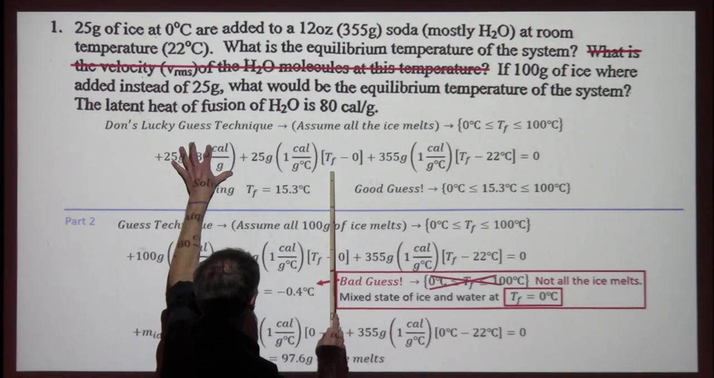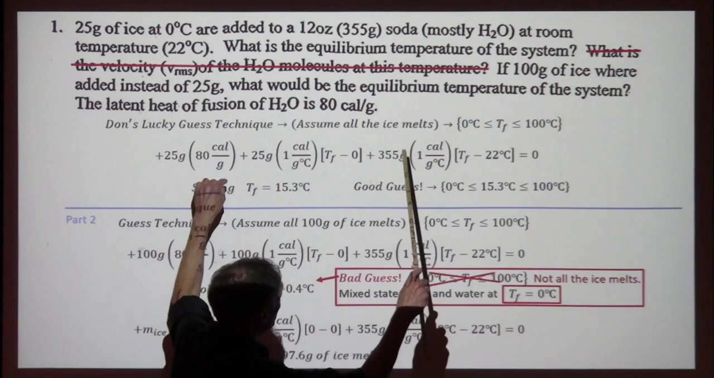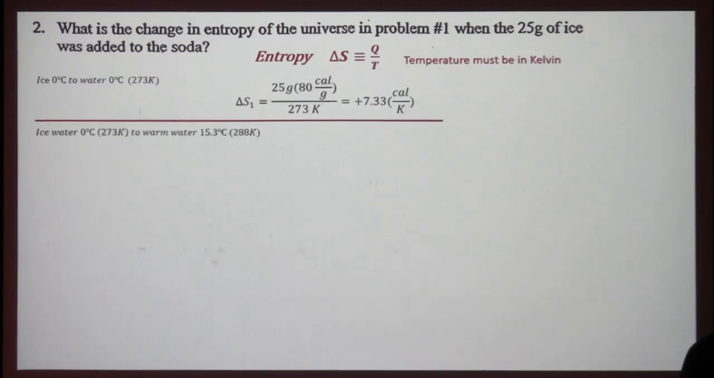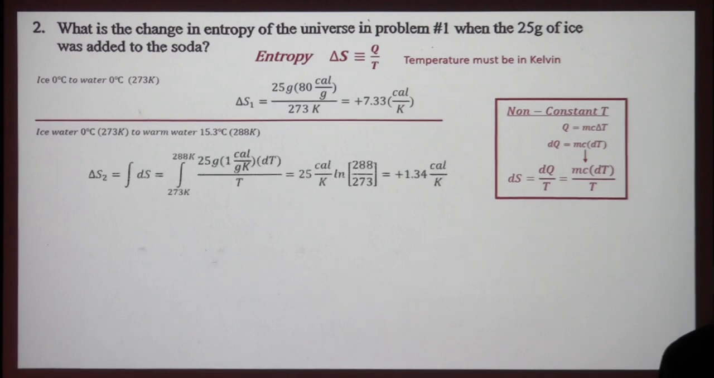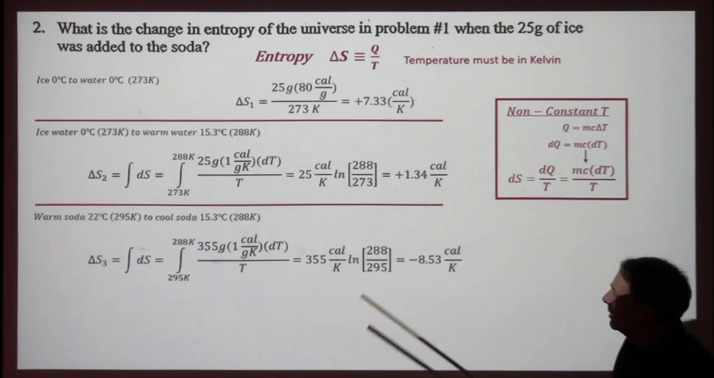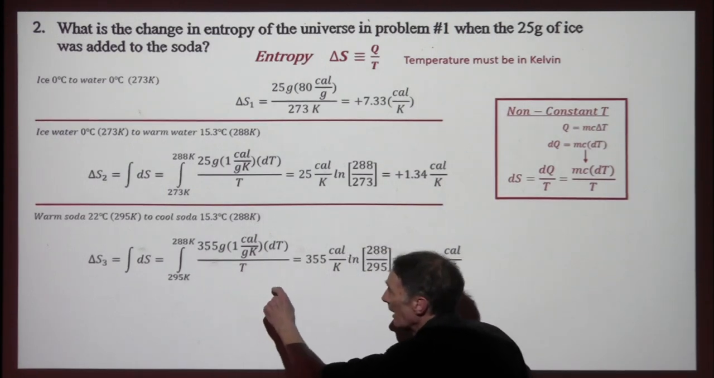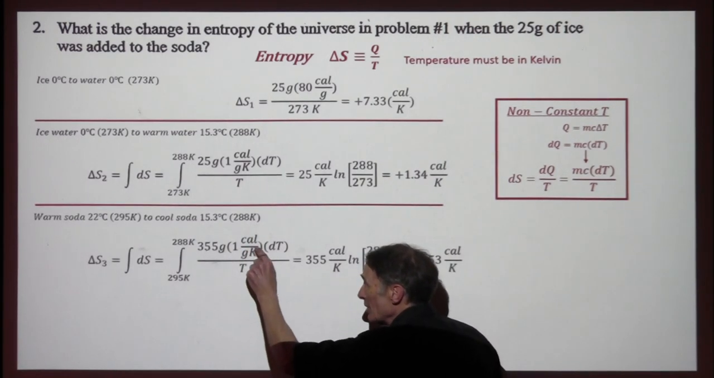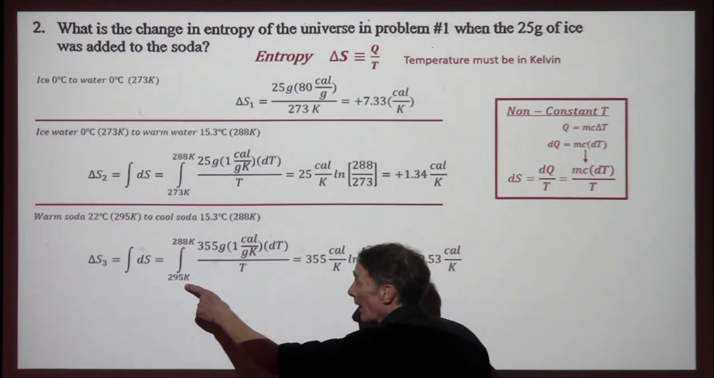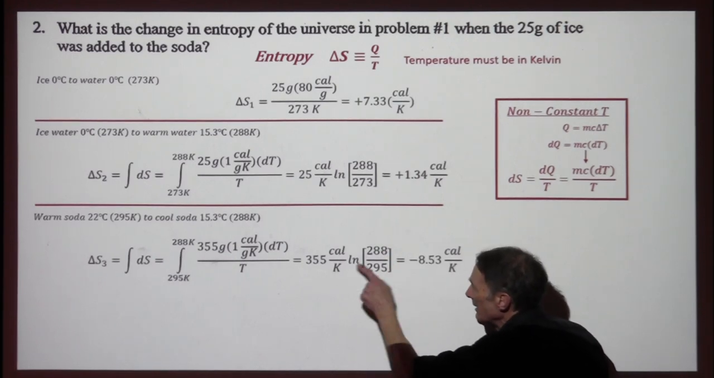Okay, so each of these represents a step. I'm going to have a delta S associated with this, a delta S associated with this, and also a delta S associated with that. So I'm very much using this when I get to this next problem. And again, the ice melting is just the 80 calories per gram. Now ice water, and then we go to the warm soda, which is going to parallel what we just did for the ice water. And that's going to be that 355 times, again, 1 calorie per gram, and I'm changing that Celsius just to K. But this is going through a drop in temperature, initial to final.